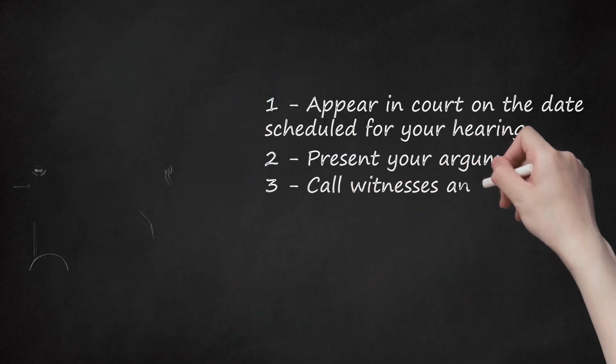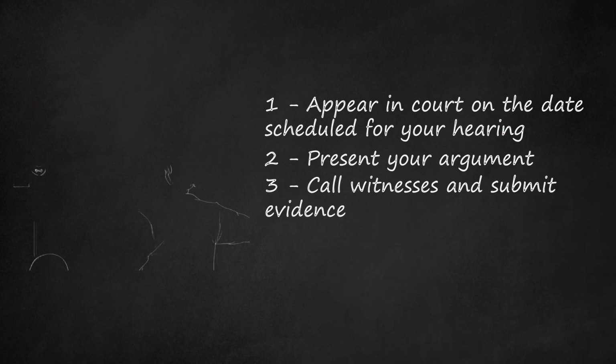3. Call witnesses and submit evidence. Much like a full trial, you may bring witnesses and physical evidence in support of your position. Generally, you must present enough evidence to overcome the standard presumption that allowing the child visitation with her non-custodial parent is in her best interests.